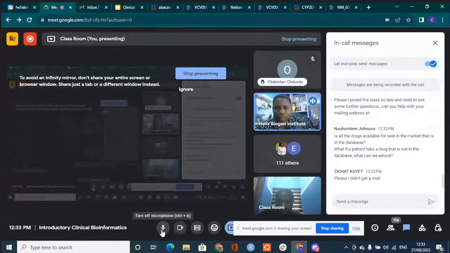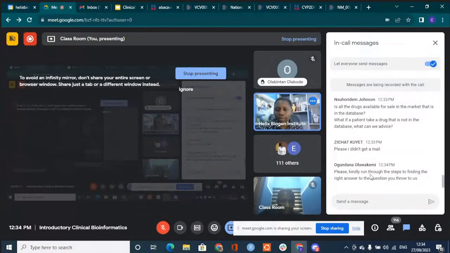I can pick it up from here and walk us through some of the tools, like Daniel has rightly said. Please can you run through the steps to find the right answer to the question you threw to us? Okay, Daniel, before you go, somebody wants you to check the task you gave them, to be sure what they did was correct. Can you do that?